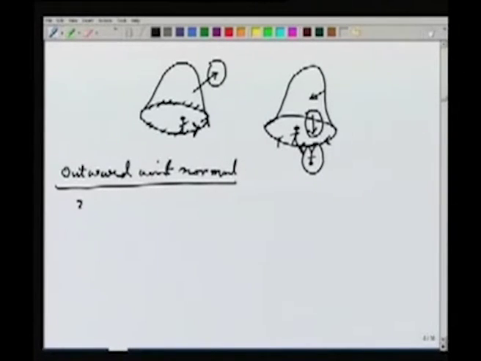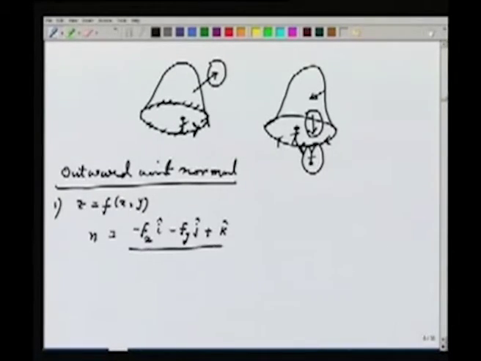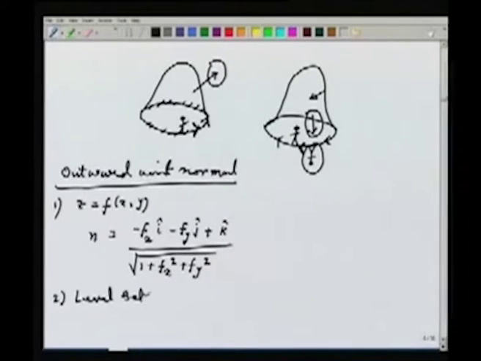So a surface can be of the form z equals f(x,y), that is one case. Okay. In that case, the outward unit normal vector is given by the gradient expression divided by the norm, that is the square root of 1 plus f_x squared plus f_y squared. Okay.